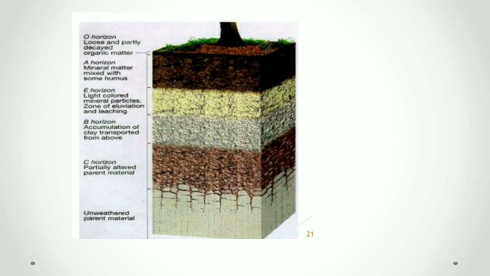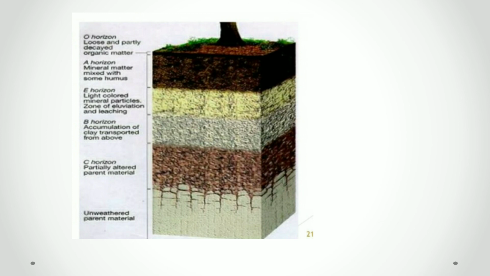So see, this is the soil profile. O horizon, loose and partly decayed organic matter, the topmost horizon. Then A horizon, mineral matter mixed with some humus. Then E horizon, light colored mineral particle zone of eluviation and leaching. Then B horizon, accumulation of clay transported from the above horizon, that is illuviation takes place in this horizon. Then C horizon, partially altered parent material.